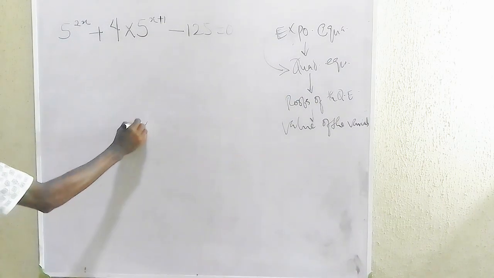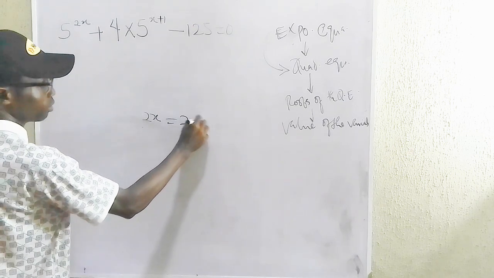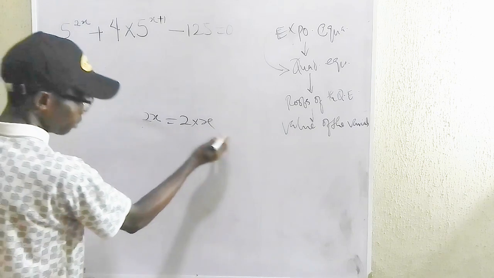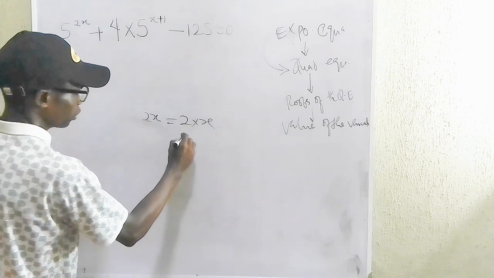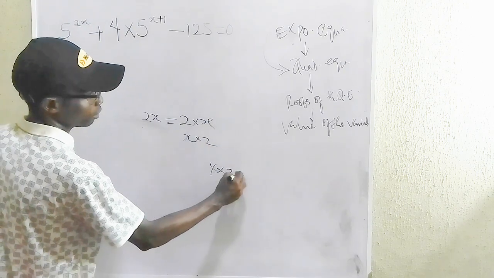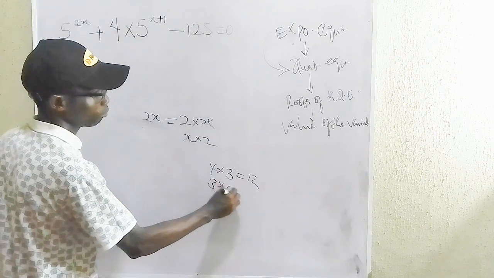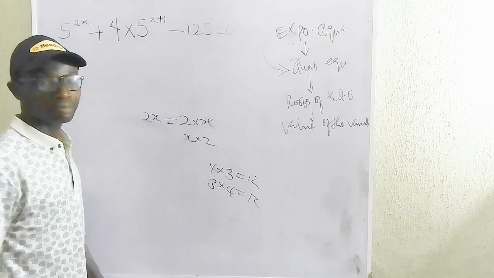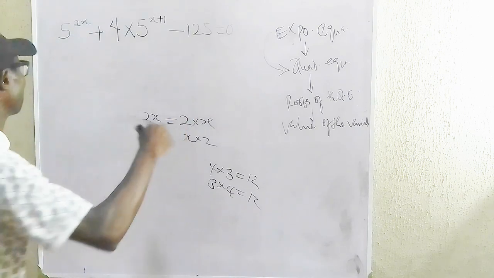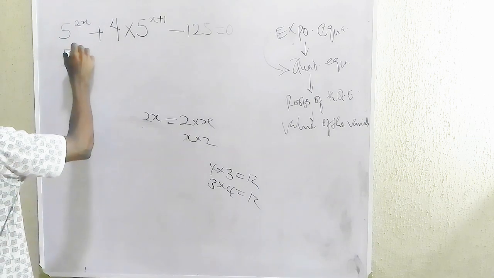I've always said 2 times x, or 2x, is the same thing as x times 2. Right? Good. It's the same thing as saying 4 times 3 is equal to 12, and if you switch position, 3 times 4 will also give you 12. So, still the same thing. So why leave it this way when we can proceed if we move it the other way around? So this is saying 5 raised to the power of x times 2.